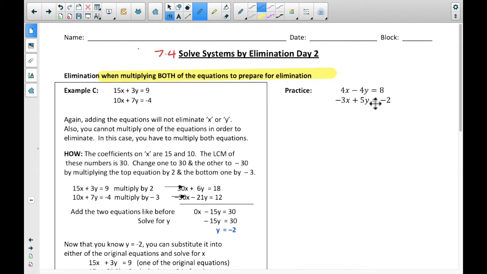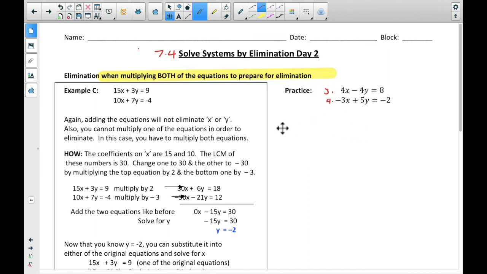Let's take a look at the practice problem over here. We could choose either the 4 and the negative 3, or the negative 4 and the 5. It doesn't matter which one. I'm just going to choose the x's and talk about how to do it that way. So my lowest common multiple of these is what number do both of them go into evenly? And that would be 12, right? 4 goes into 12 and 3 goes into 12. So I'm going to multiply this times 3 and I'm going to multiply this times 4.